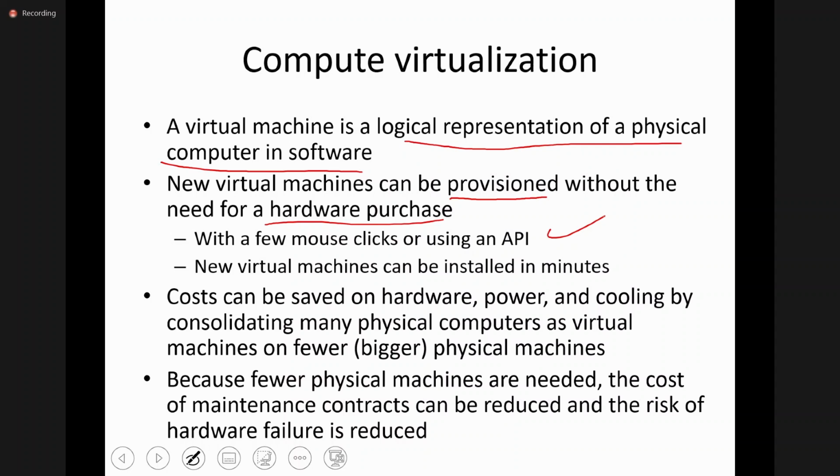Cost can be saved on hardware, power, and cooling by consolidating many physical computers as virtual machines on fewer, bigger physical machines. Because fewer physical machines are needed, the cost of maintenance contracts can be reduced.